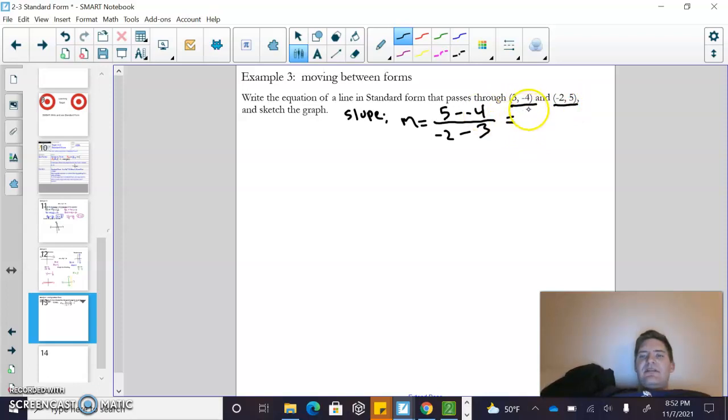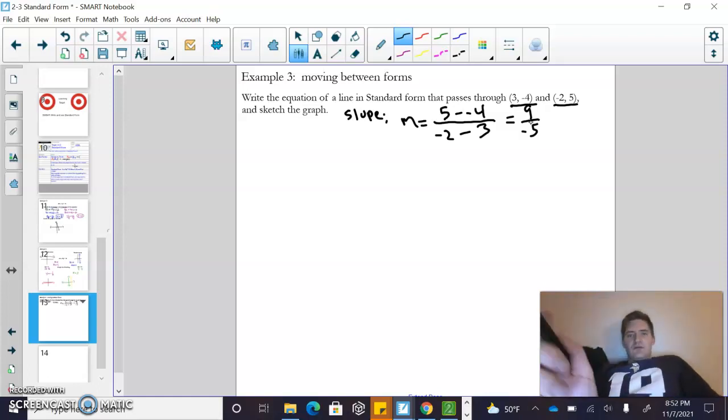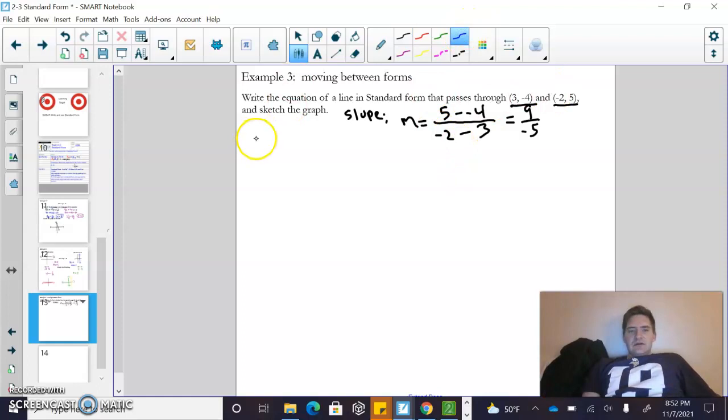And that's going to give us 9 over -5. Don't be scared of the fact that we have a fraction in here. It's okay. We can get through it. So now we have our slope. We can go ahead and write point slope form.